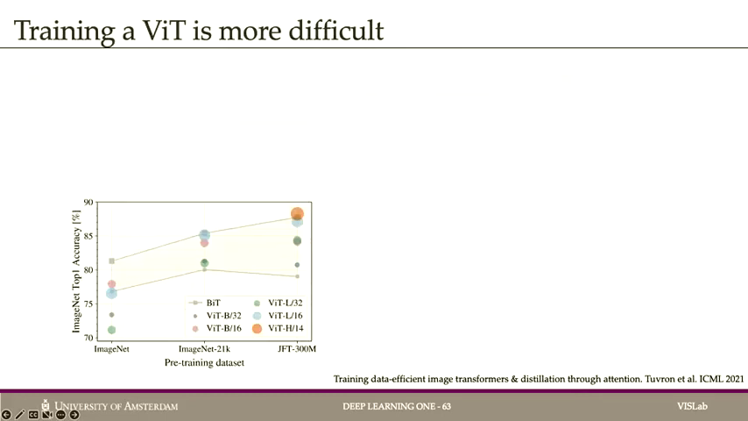One finding was that the original paper found that training the vision transformer is quite difficult. For example, here you can see the BiT baseline, which is simply a ResNet model. It performs pretty well at the ImageNet scale, so that's the point furthest on the x-axis on the left. And here the transformer models, which are these circles, are far behind BiT. However, if you go to larger pre-training data sets like ImageNet-21k or JFT, which is a proprietary data set from Google, you can see that the vision transformer catches up and even surpasses it.